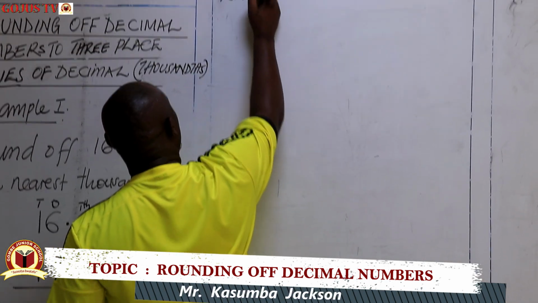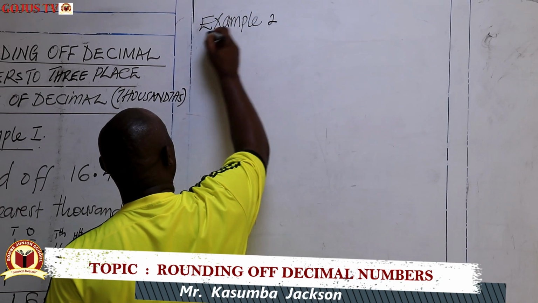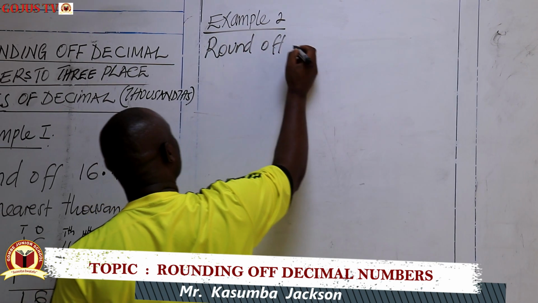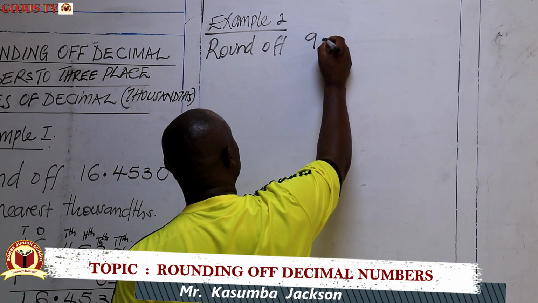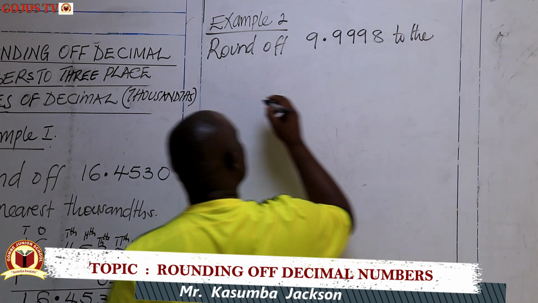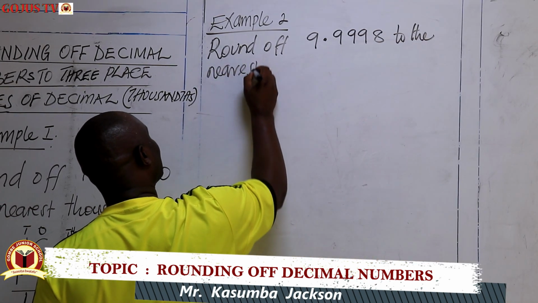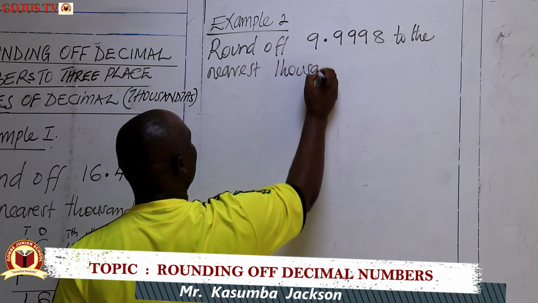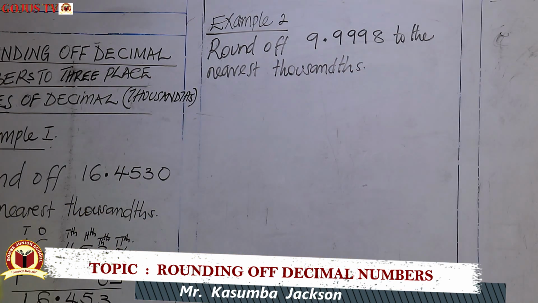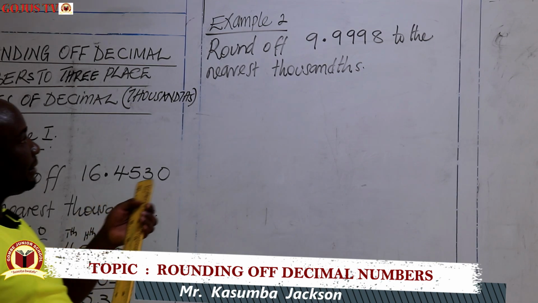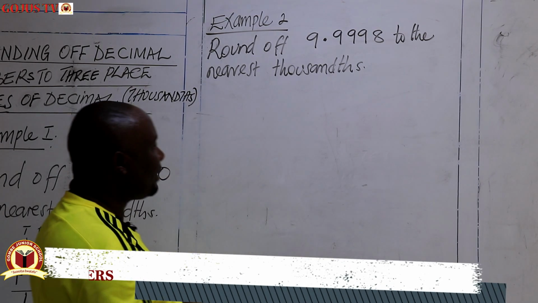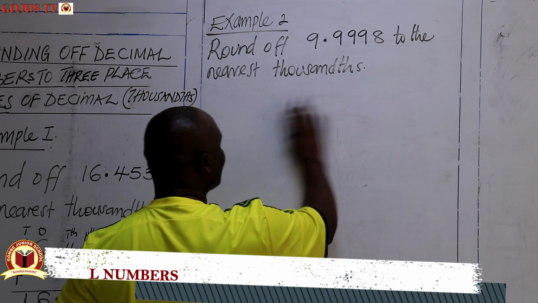Number 2, we can be given to round off a number like example 2. If somebody gave us to round off 9.9998 to the nearest thousandths, you need to take a note of this number. It is a little tricky, and we see how it can be, because our rounding off can cause some impact to the next digit, so we have to give it that careful note.